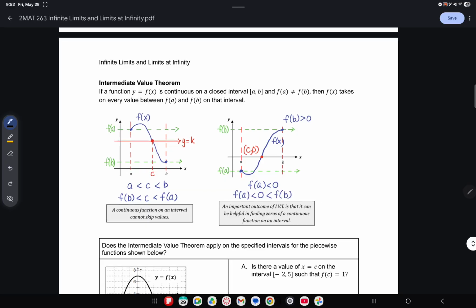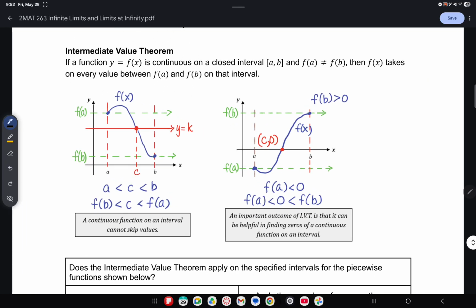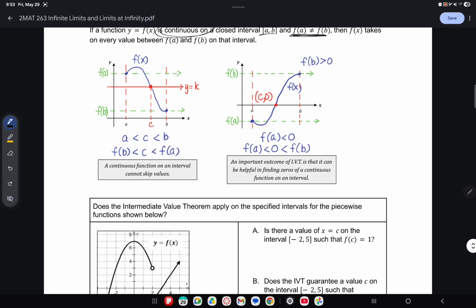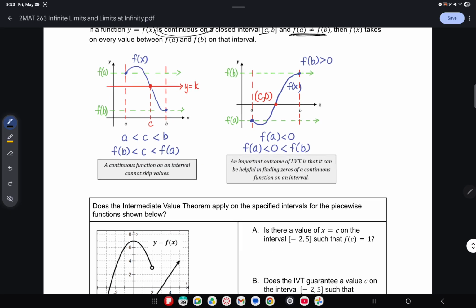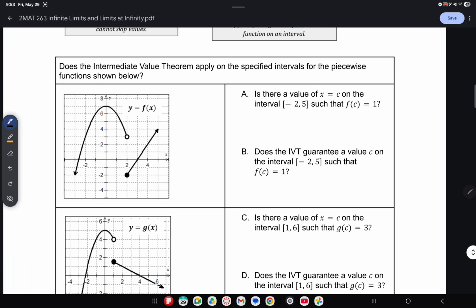So we have something called the intermediate value theorem. This is just a visual here. If a function is continuous on a closed interval and the endpoints are not the same, then because it's continuous, the function is going to take on every single value in between the endpoints, right? That's all that is saying. And there's just a visual.